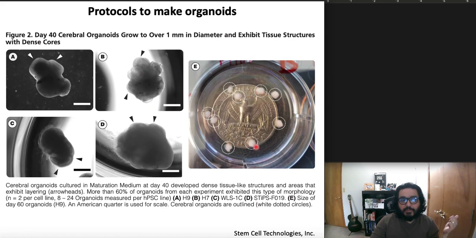But for comparison, they have this next to a quarter, and you can see each one of these is still pretty small. So they're still microscopic features. They're still microscopic, essentially. You can see them with your naked eye, but when we say mini brains, they are miniature, like pico nano small kind of brains.